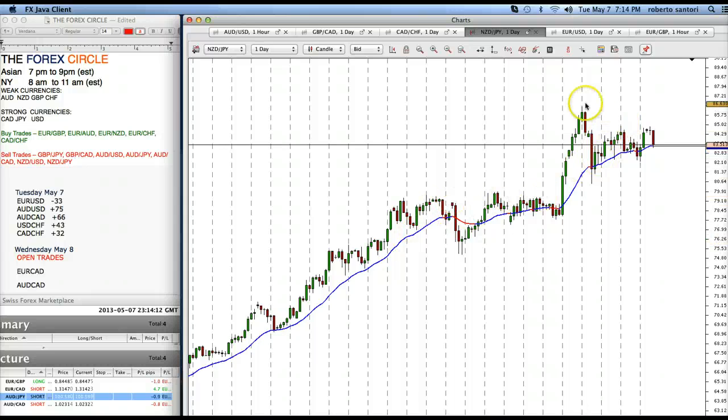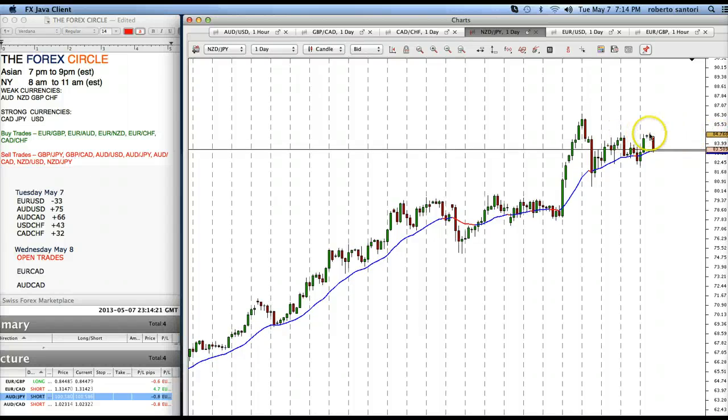Like here, we had higher highs. Now we don't have higher highs anymore, and the market is starting to find there's a lot of weakness up here. So that's why New Zealand yen is a sell. Okay.